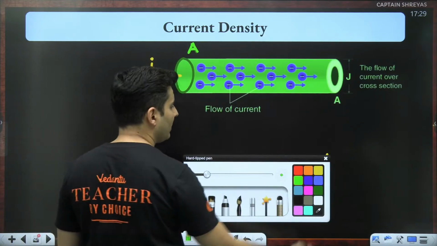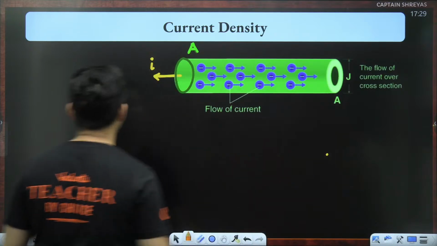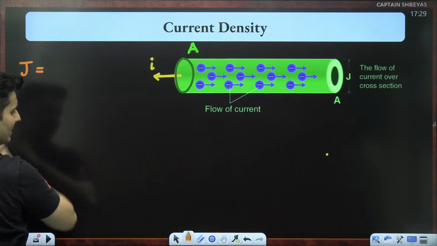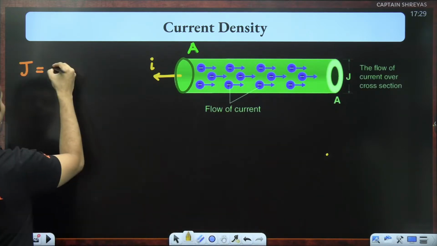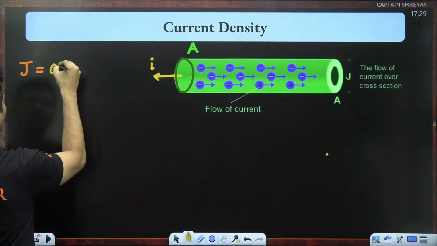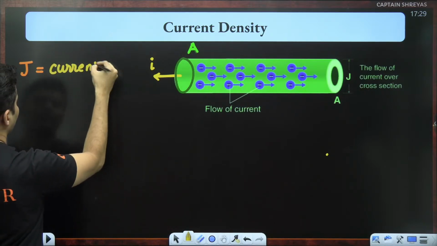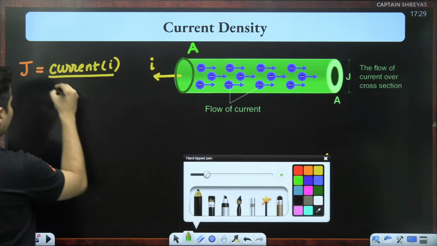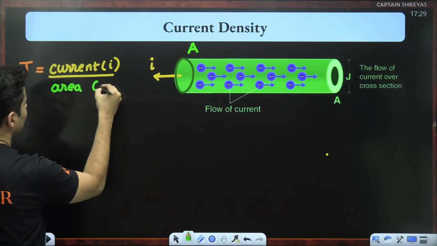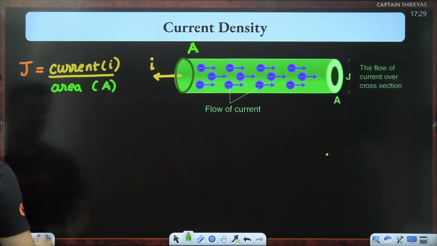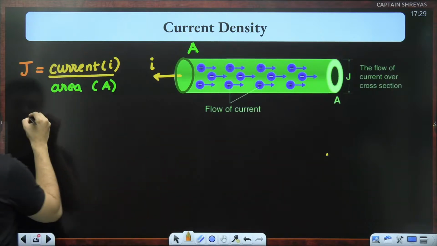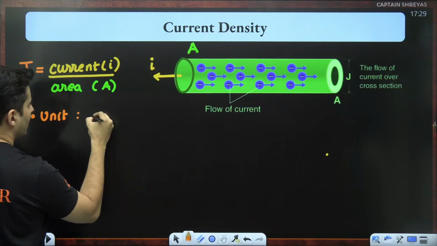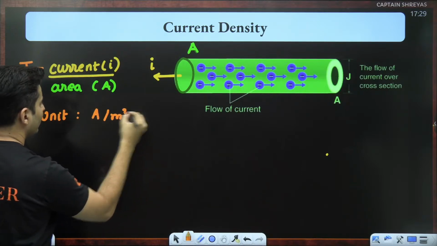So if I divide both of them, what I get is current density. The symbol for that is usually capital J. This capital J, which is current density, is nothing but how much current I flows upon the area of cross section, which is basically your A. Now, the unit of current density is obvious. It is nothing but ampere per meter square.